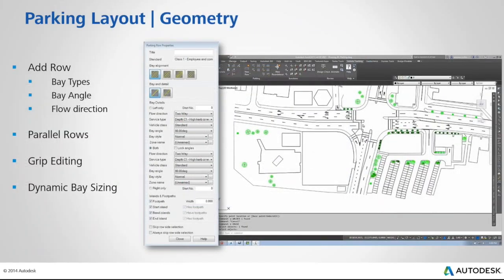So we typically begin our car parking layout by first selecting our design standard, and then we can look at adding things like rows, where we can start to specify bay types, bay angles, flow directions. We can look at parallel rows that remain linked to a parent row, as well as some grip edit tools.